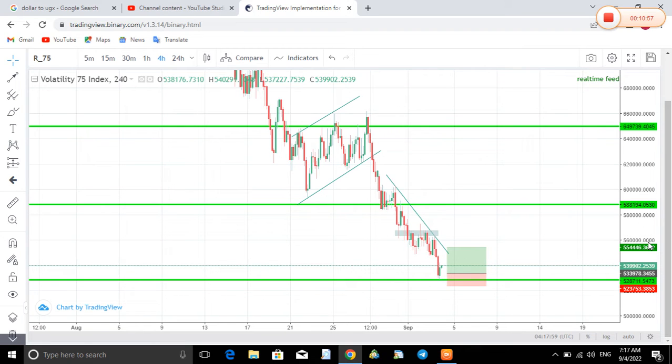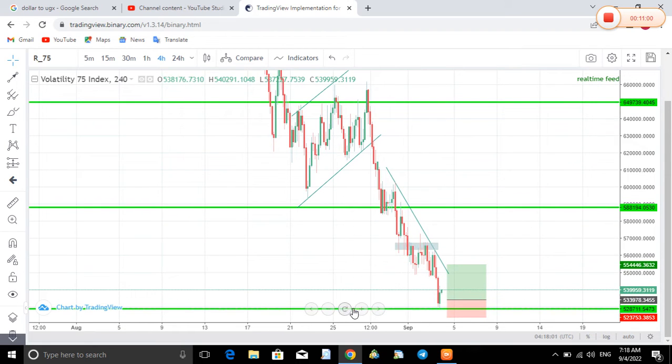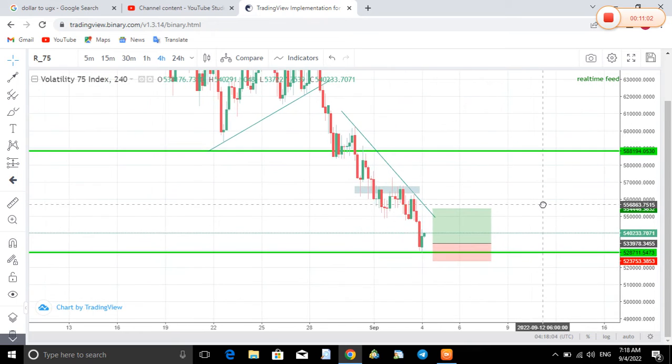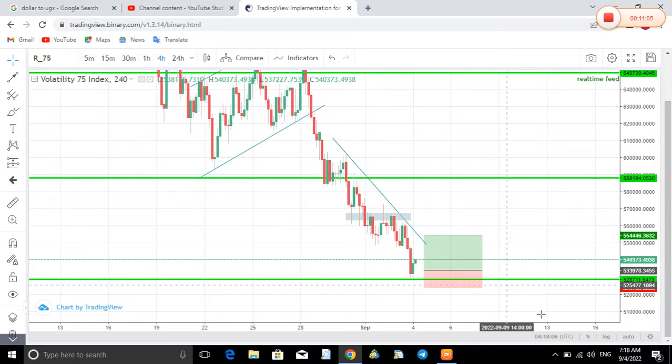So if you're buying 75 at the moment, you are on a red track because we're expecting it to make a little bit of a pullback before it continues dropping.